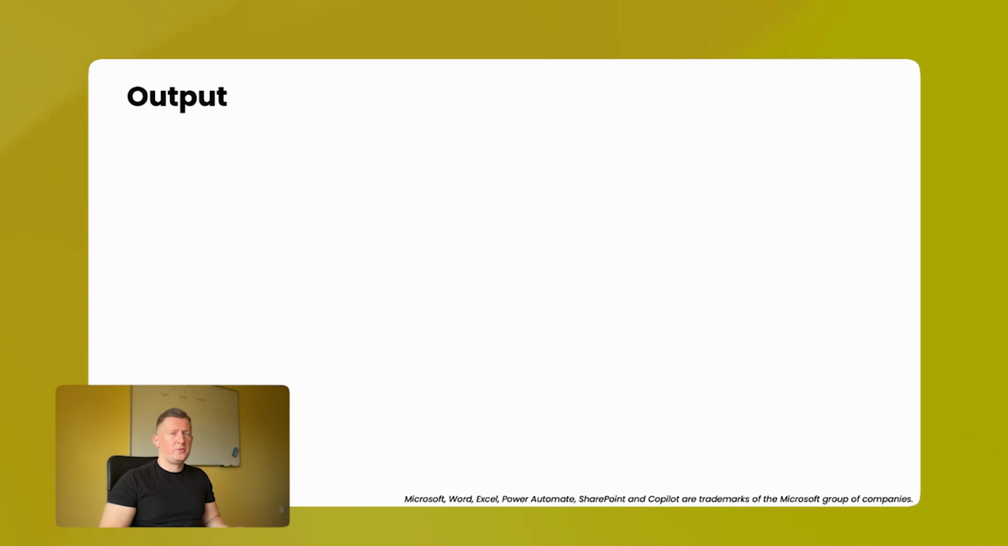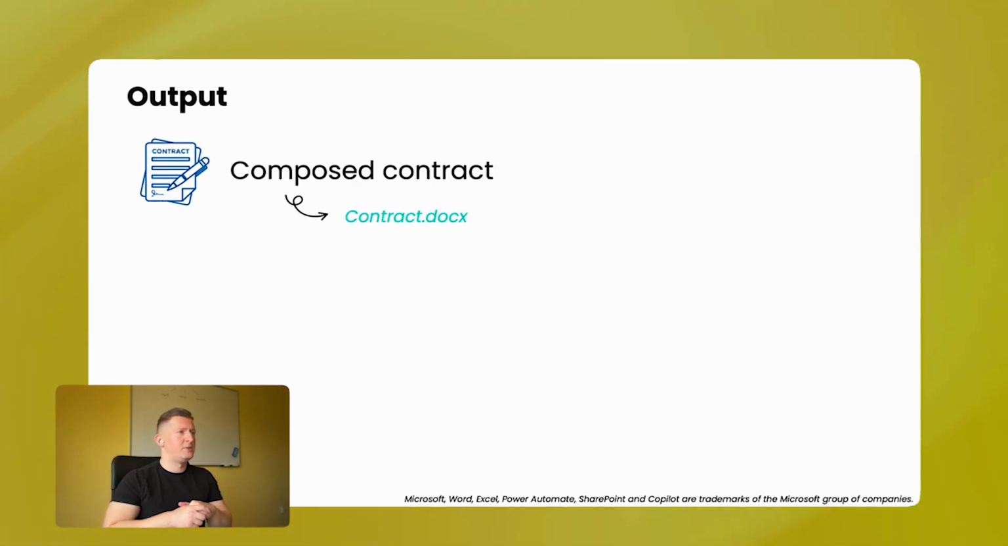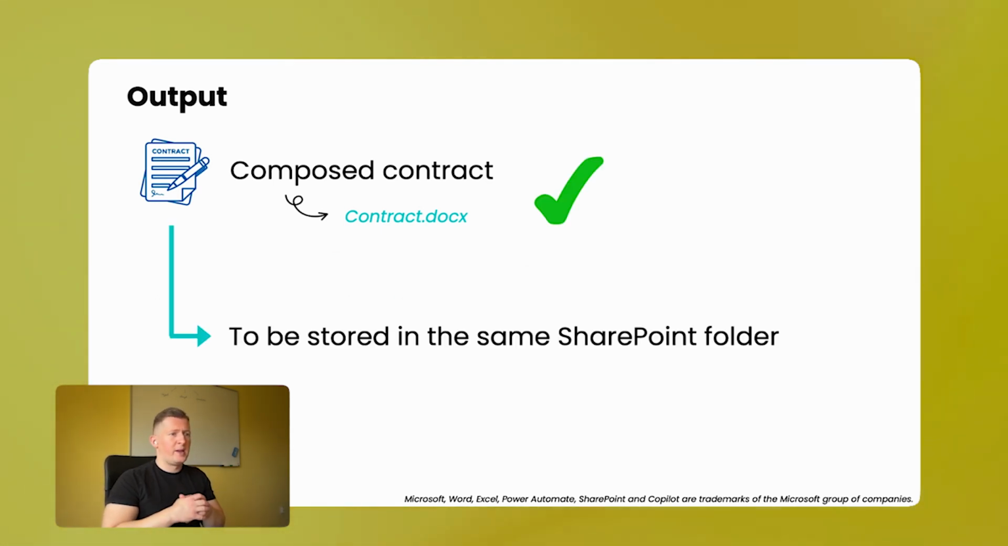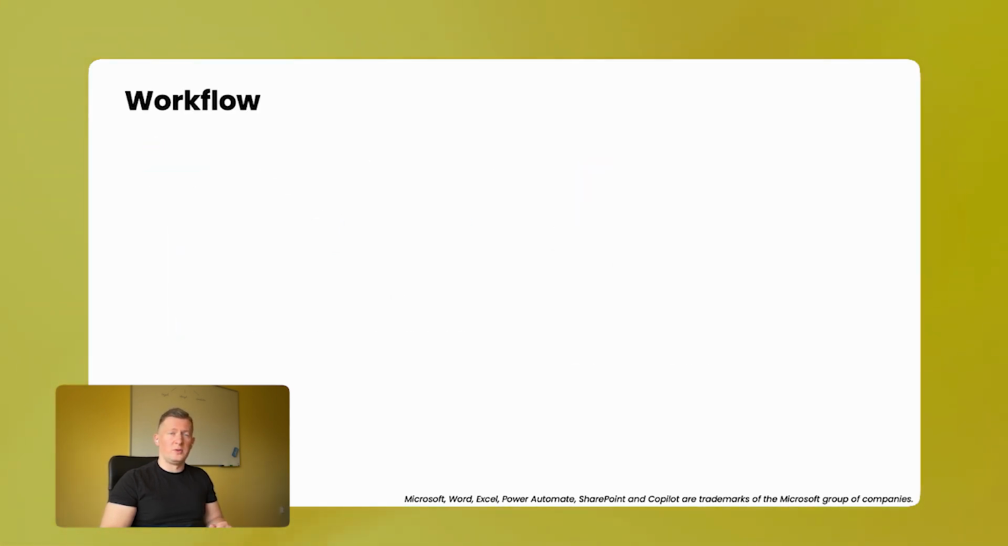The output of the flow will be a composed contract, and we will store it as contract.docx in the same folder where the other files are stored. We could create separate folders for the inputs and outputs as we wish. In this case, just to simplify the process, we will use the same SharePoint folder for both purposes. Now the workflow we need to follow.